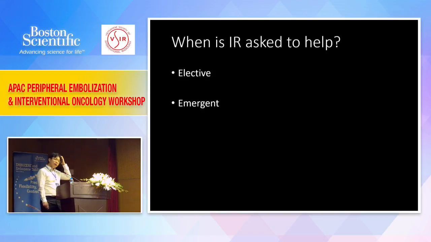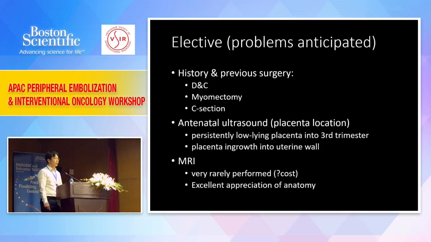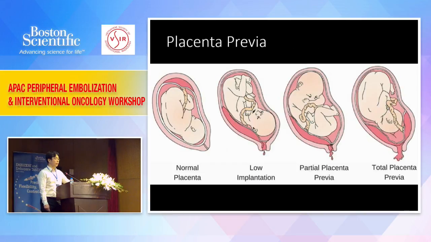So when is the IR asked to help? We are usually asked to help when it's an elective or an emergent setting. An elective setting is when problems are anticipated, for example, from the patient's history: previous D&C, myomectomy, C-section, and antenatal ultrasound, which is probably very important because it tells us the location of the placenta. And very rarely performed is the MRI, although it does give us a very good appreciation of the underlying uterine anatomy.